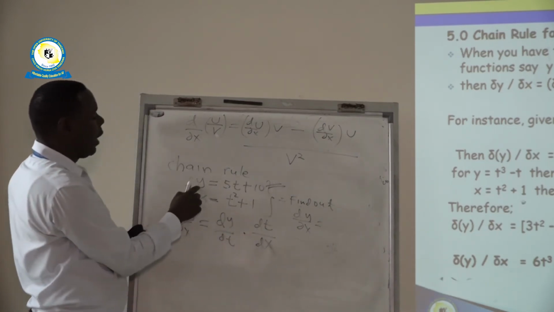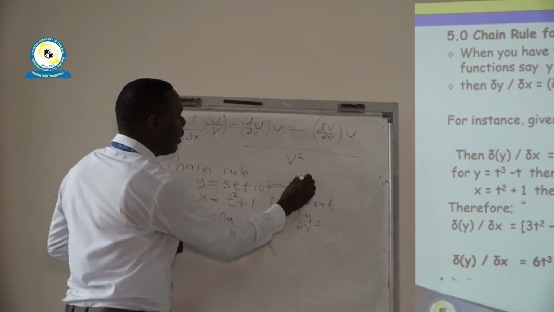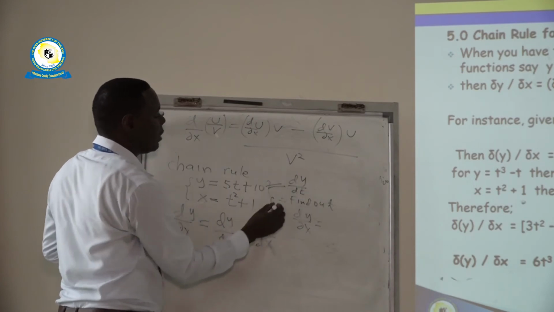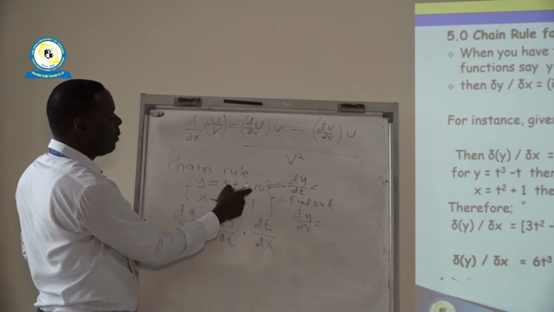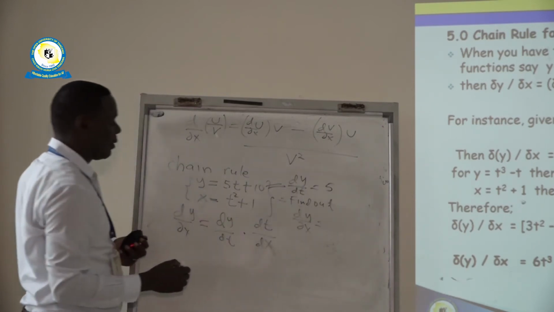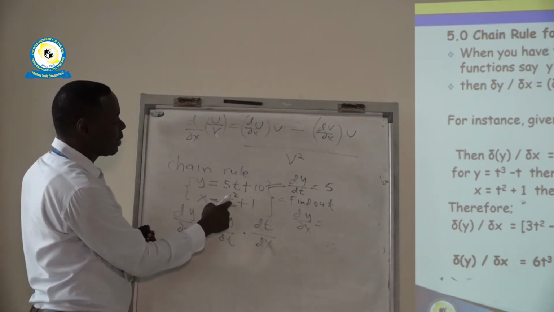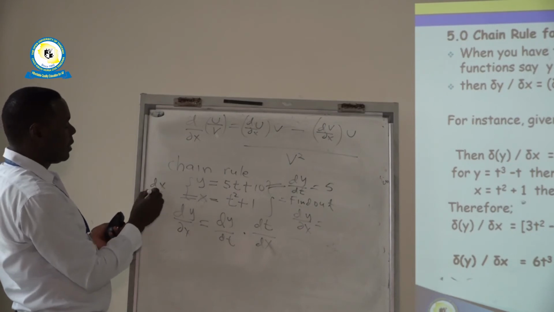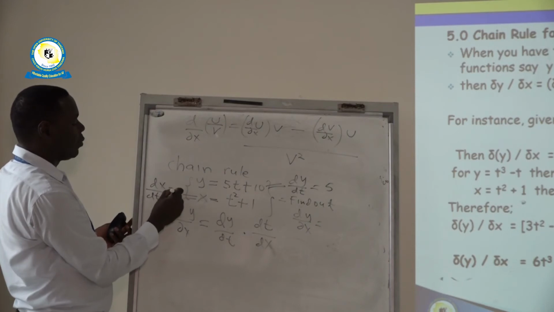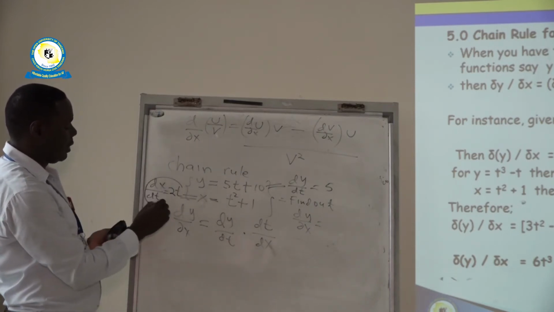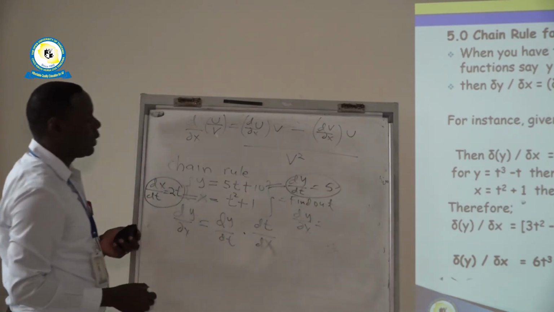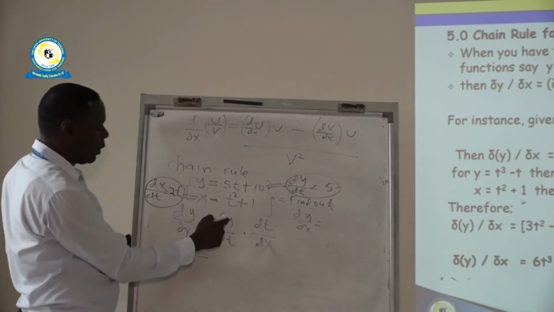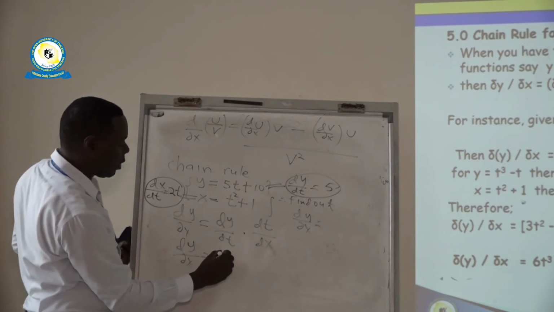It is y equals 5t plus 10. So this will be dy/dt, y with respect to what? t. dy/dt will be equal to the derivative of 5t plus 10, which becomes 5. Again, we have x equals t exponent 2 plus 1. If you differentiate here, you end up getting dx/dt is equal to 2t. So we can say dy/dx equals dy/dt, and dy/dt is straight there, it will become 5.